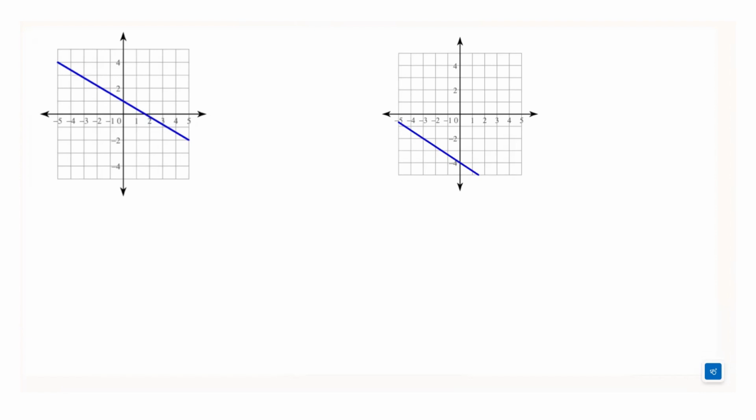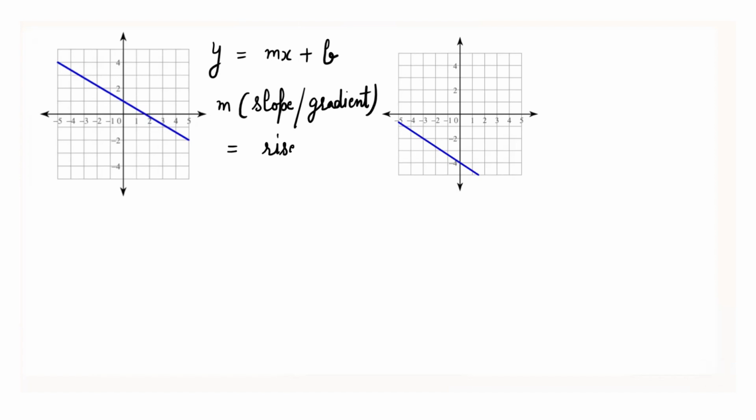Hello everyone. Today we will understand how to make the equation of a line using the graphs for linear equations. For that we have to use the formula y = mx + b, where m is also called the slope as well as the gradient of a line, and we can calculate it by using the formula rise over run.